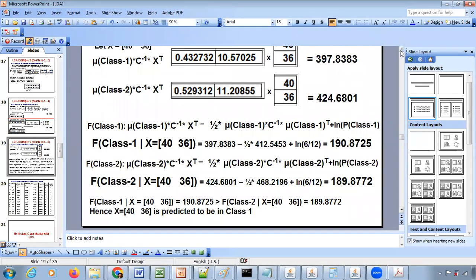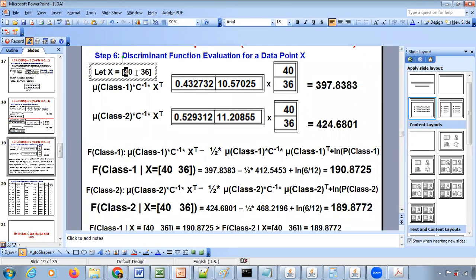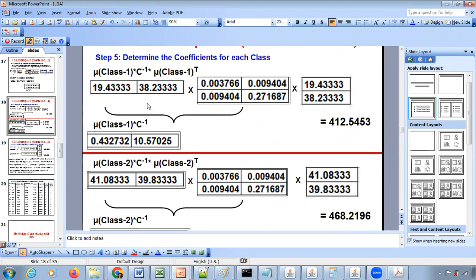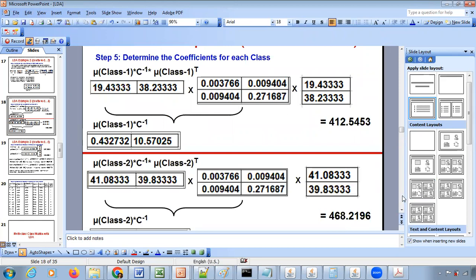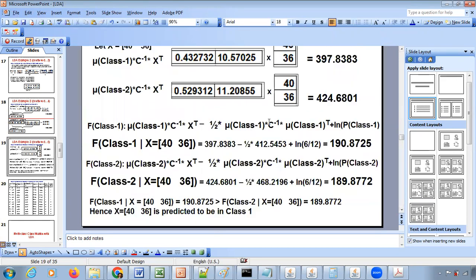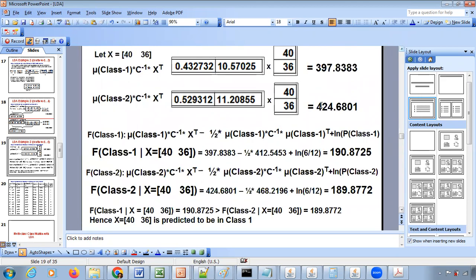So let's do that for a data point that we have in the training data set, say 4036. We want to do a prediction of its class. So we need to do this for each class. For class 1, the mu class 1 times C inverse that we found here is this matrix times its transpose, X transpose, so 4036. That gives you this value. Similarly, the mu class 2 times C inverse is this that we just found here for class 2, times the same 4036 transpose, which gives this number.